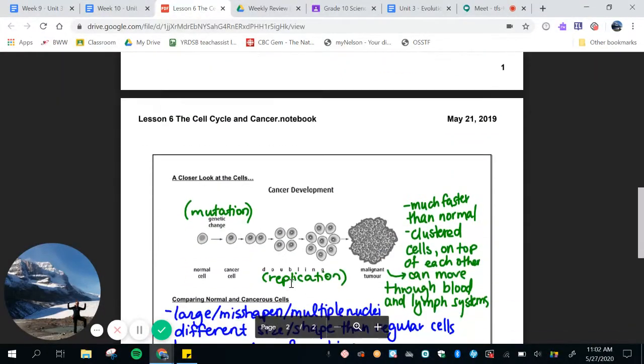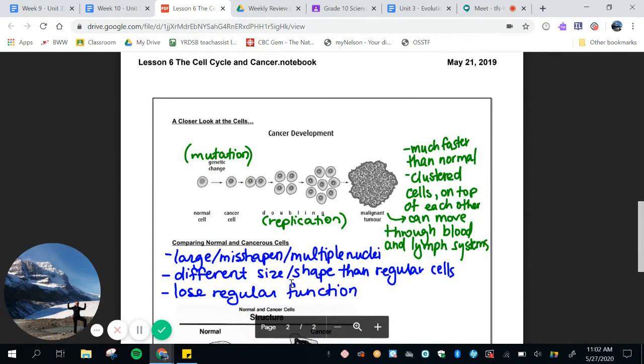And down here, I just want to show sort of what the formation of a tumor might look like. So over here, we have a genetic change, a mutation. So here's a normal cell. And to indicate that a change has happened, it's just a little bit darker in the cancer cell. So normal cells, like we talked about in lesson 4, they follow the cell cycle.